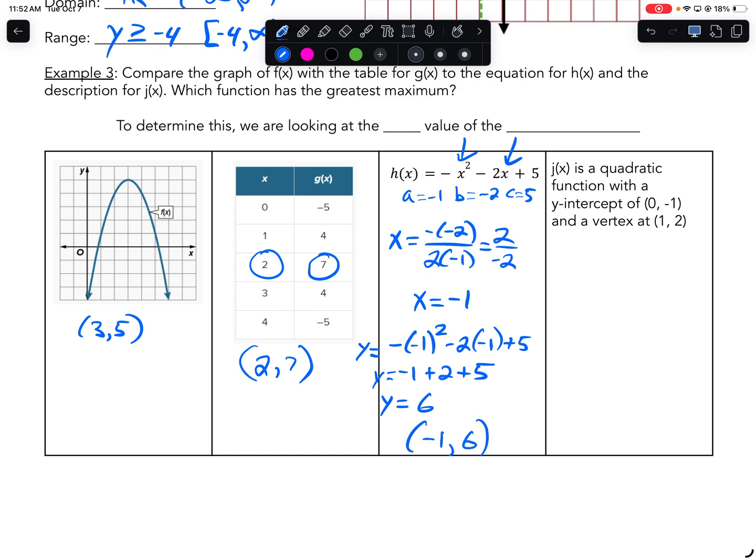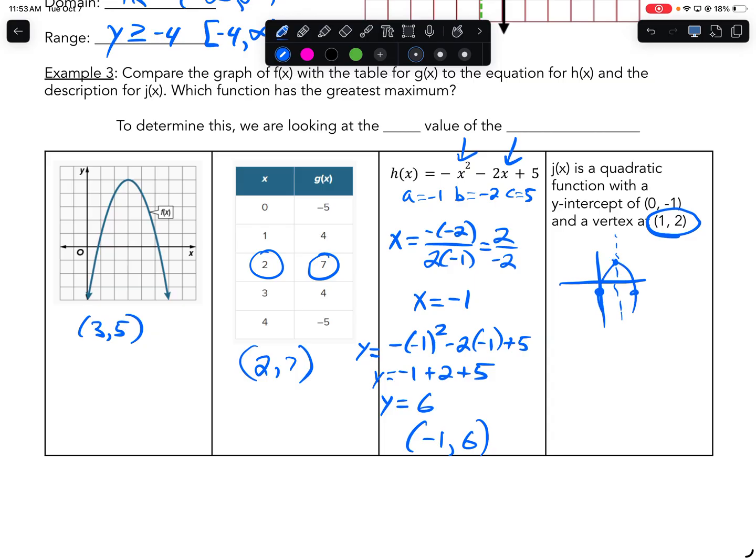Which one has the biggest maximum so far? 2. Middle one, yeah, 2. All right, so we have a quadratic function with a y-intercept of 0, -1, and a vertex at 1, 2. So if we think about that, let's just sketch a quick graph. 0, -1 right there, and 1, 2 right there. So is that right side up or upside down? Upside down, right? Because this would be the axis of symmetry going there. So this point would be over here. So it's got to go like that.